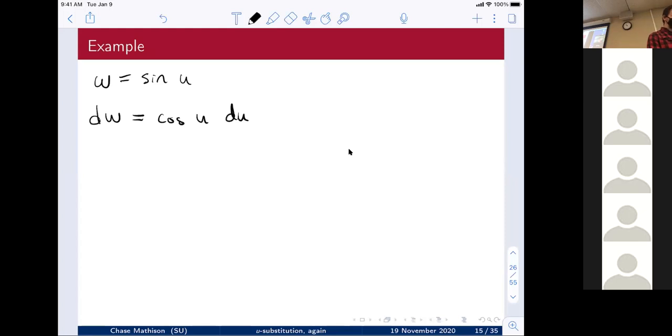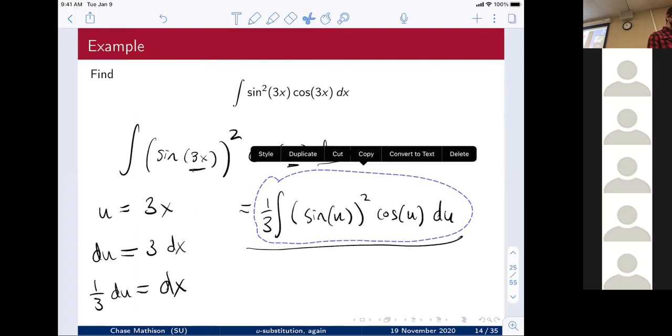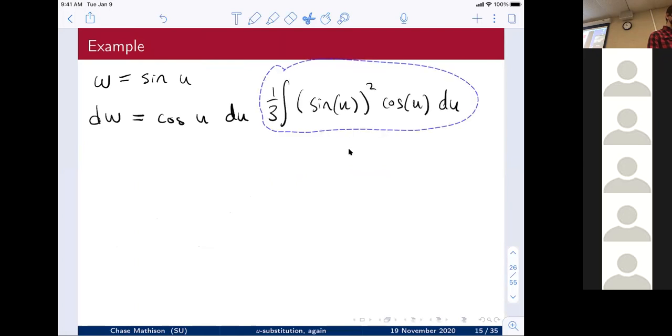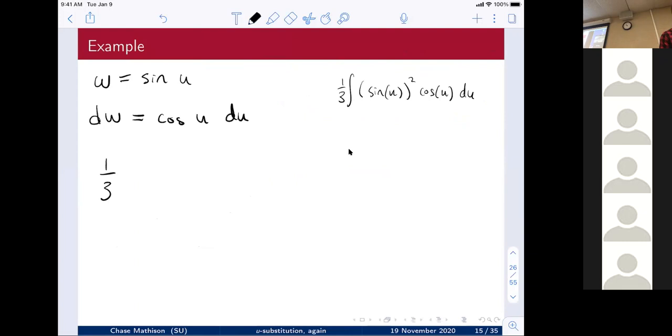So then I plug this stuff into this integral. We're going to copy and paste this using technology. This is the integral that we're now making a w substitution. When I do that, the 1/3 is still out in front. I didn't change that at all. The integral of sine of u, that is w, so I get w squared, and then cosine of u du, that's exactly what we have left over in this integral. So that's just dw. Okay. Questions so far?